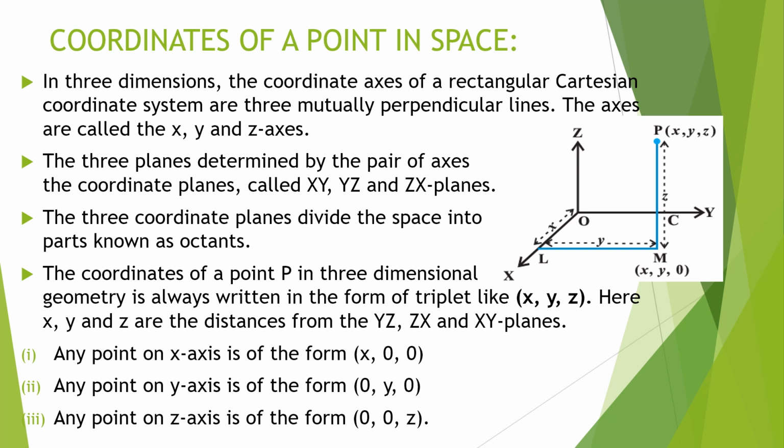Here x, y and z are the distances from the yz plane, zx plane and xy plane respectively. That means x is the distance from the yz plane, y is the distance from the zx plane and z is the distance from the xy plane. Now remember these points. Any point on the x-axis will be of the form x 0 0, on the y-axis it will be of the form 0 y 0 and on the z-axis it will be of the form 0 0 z.